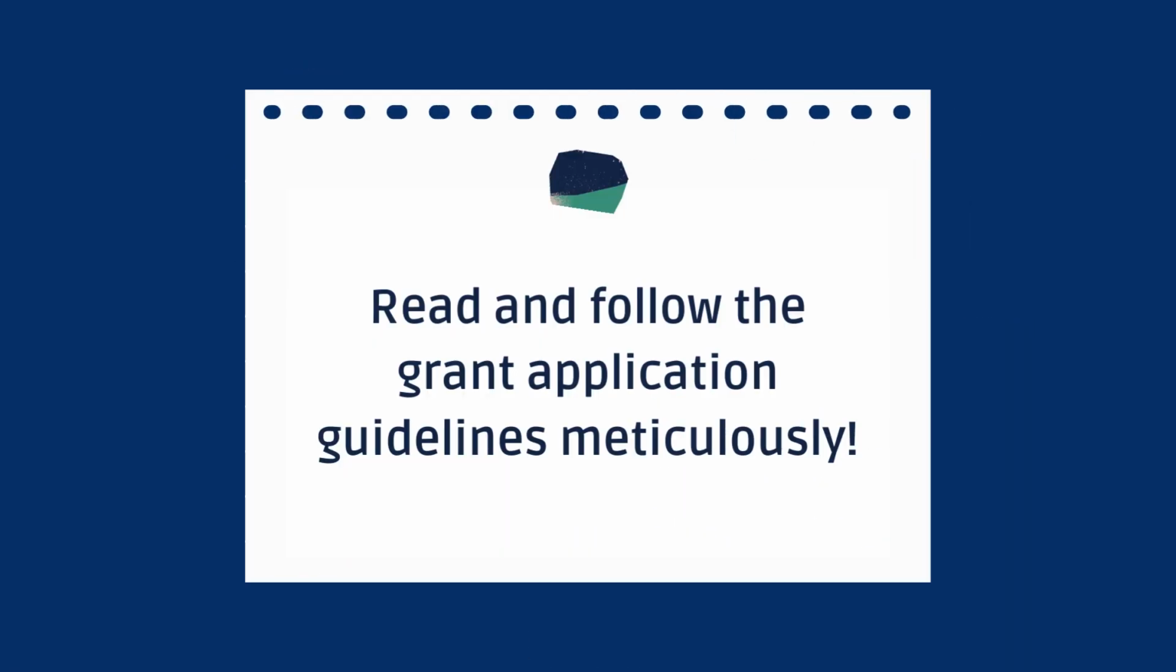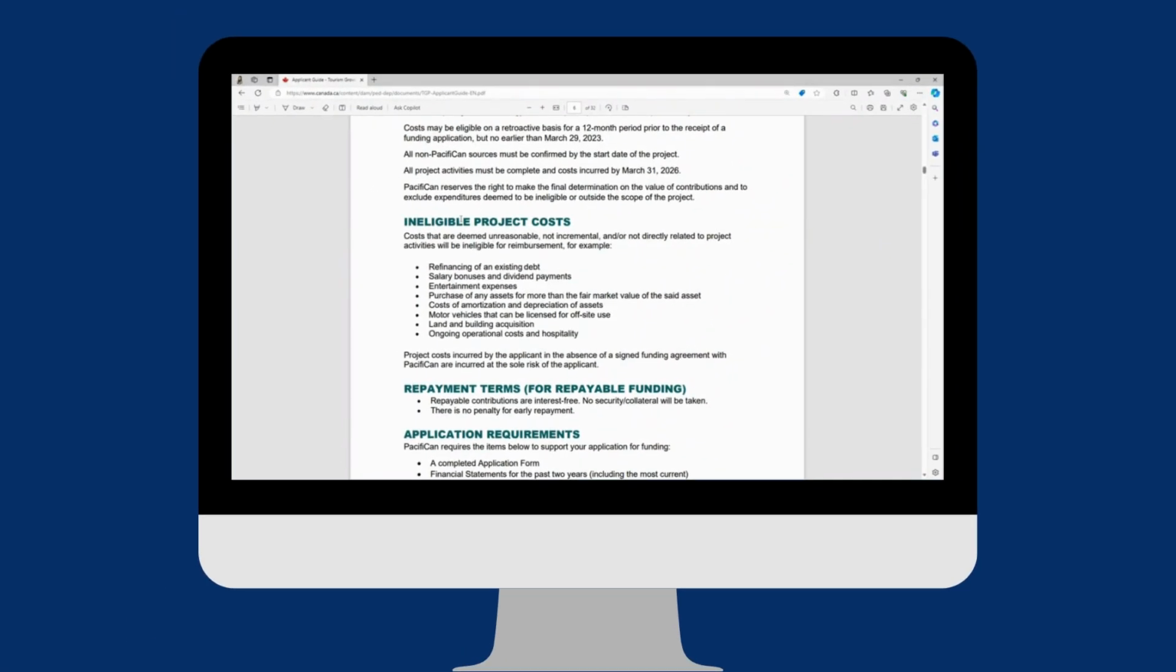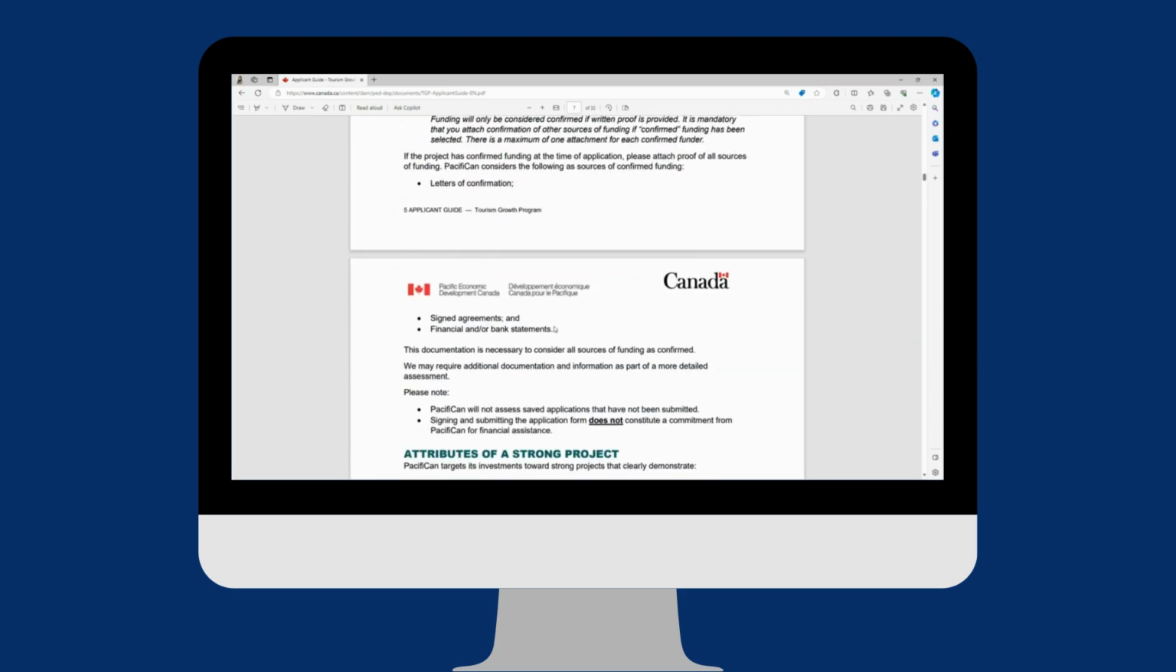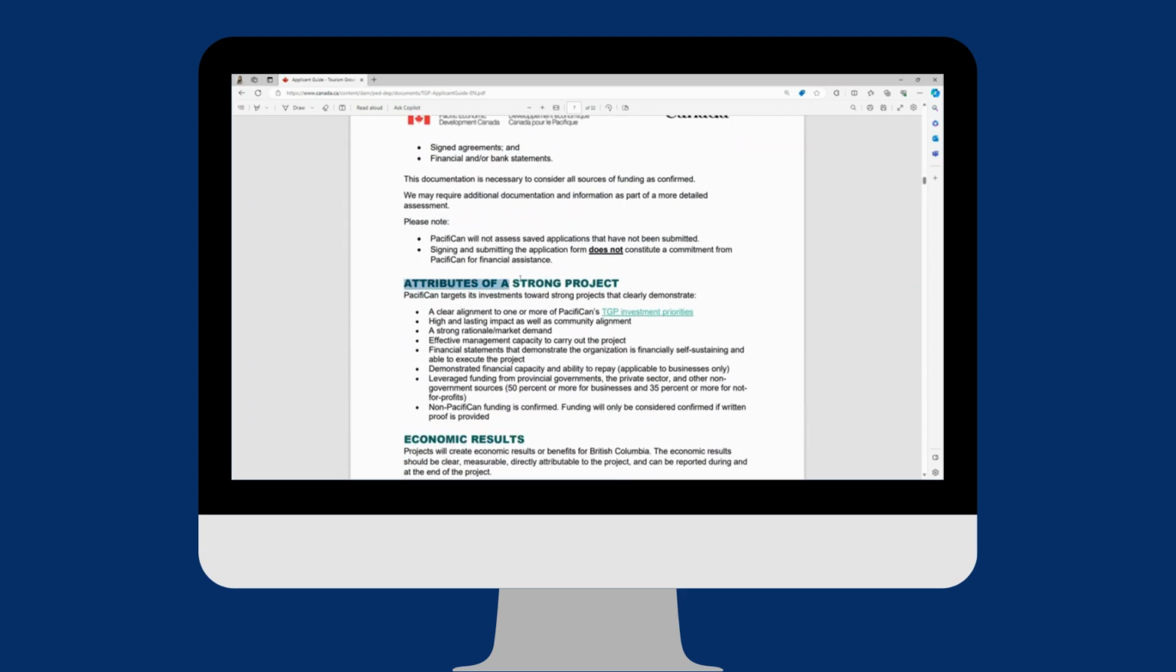Read and follow the grant application guidelines meticulously. Guidelines are there to support you through the application and can sometimes drop hints about what they're looking for and what they're not looking for. Read these carefully. This will be your guiding force when crafting your application.